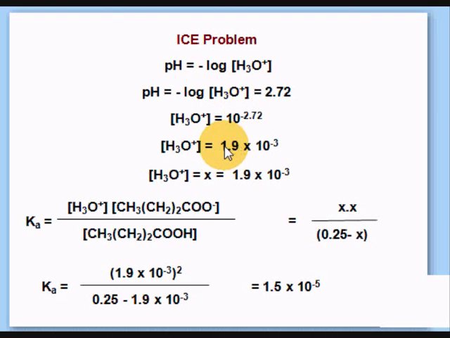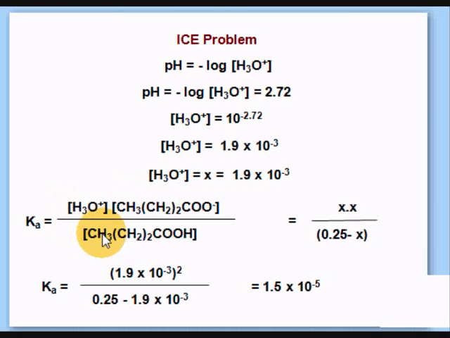Hit equals, and you're going to get 1.9 by 10 to the minus 3 as the hydrogen ion concentration. You can trust me, that's the case. Attempt it yourself and see what happens. It'll work. So at this point you've got the hydrogen ion concentration, which means we've got X.